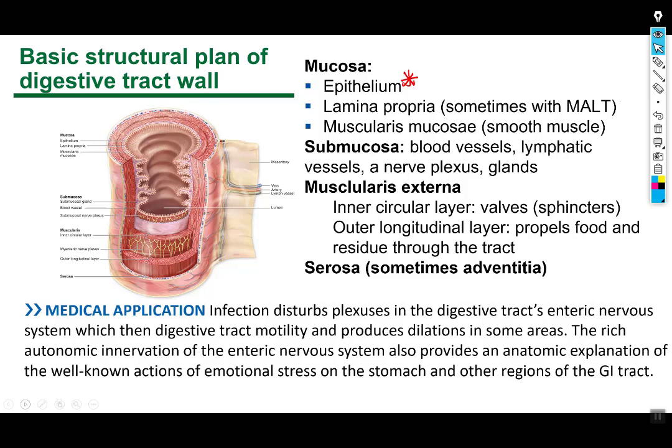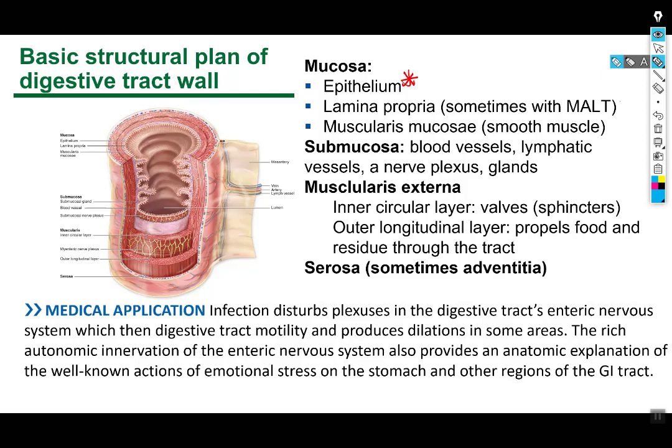Okay, so the basic structural plan of the digestive tract wall. This is a way to talk about the various layers of tubes of muscle that basically holds true for the rest of the course. So we're starting talking about this in the digestive system, but it's also true for the intestines, and it's also true for the urinary and reproductive tracts, as well as for the vasculature. So mucosa, submucosa, etc. These are basically layer names.